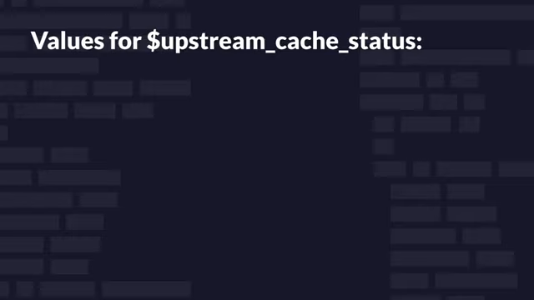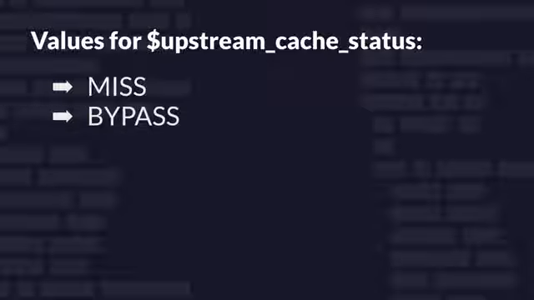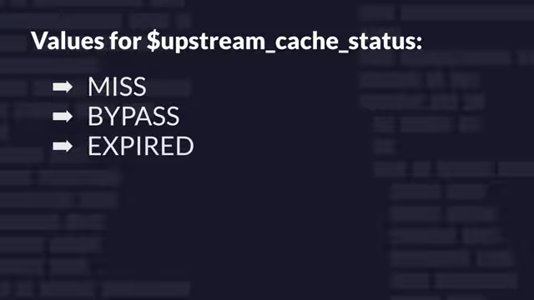The following are the possible values for upstream cache status. Miss: the response was not found in the cache and so was fetched from an origin server. The response might then have been cached. Bypass: the response was fetched from the origin server instead of fetched from the cache because the response matched a proxy cache bypass directive. Expired: the entry in the cache has expired.